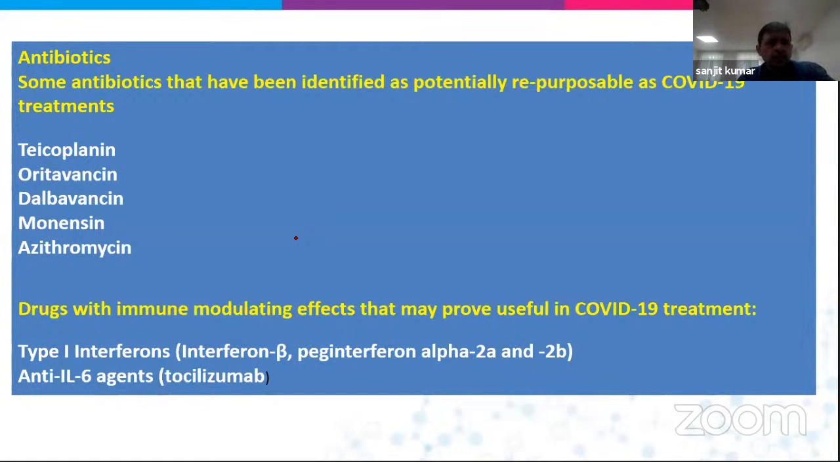The second category was drugs with an immune modulating effect that may prove useful in COVID-19 treatment, that is, the anti-interleukin 6 agent tocilizumab. It is a monoclonal antibody.